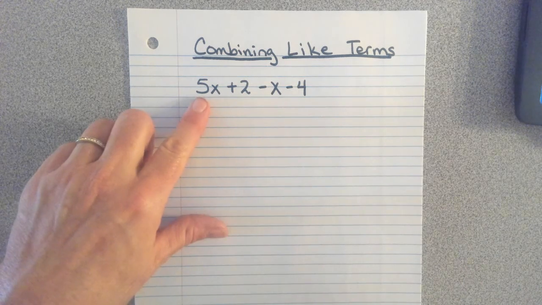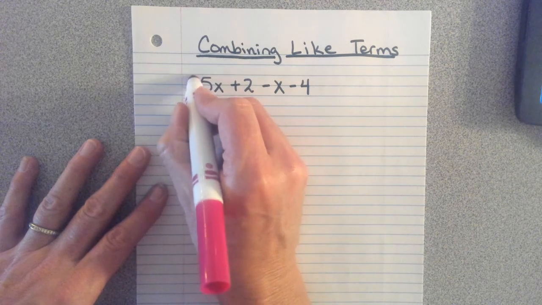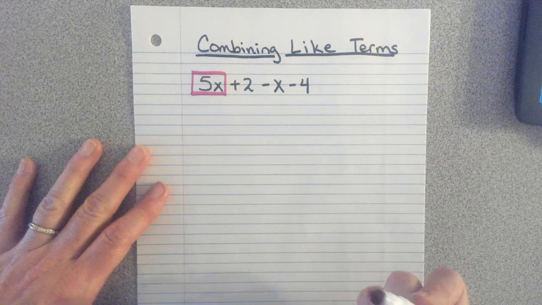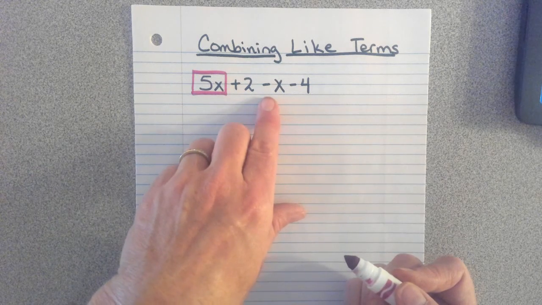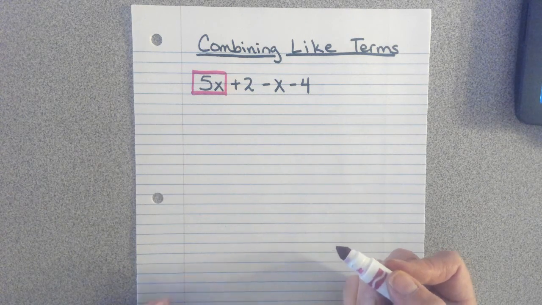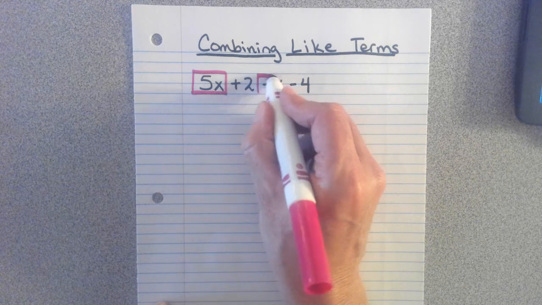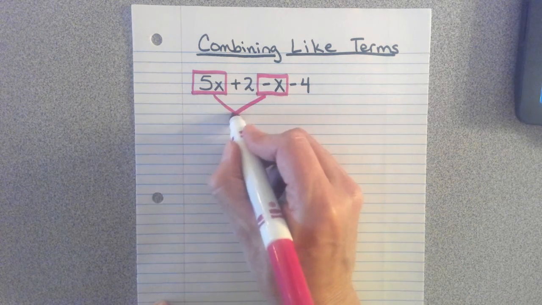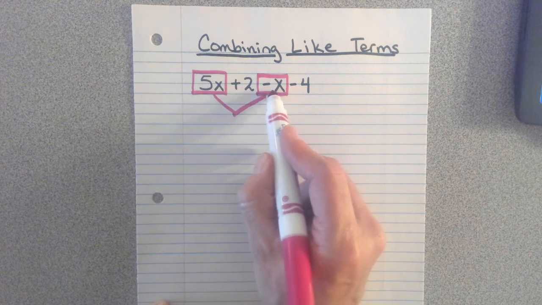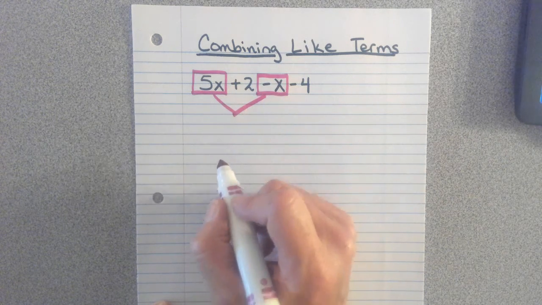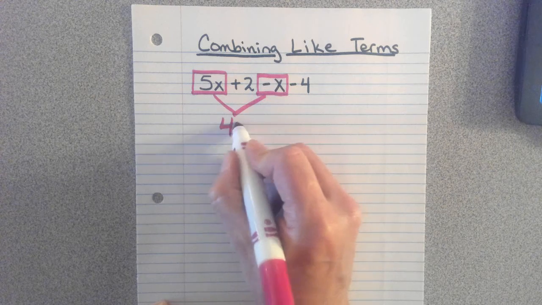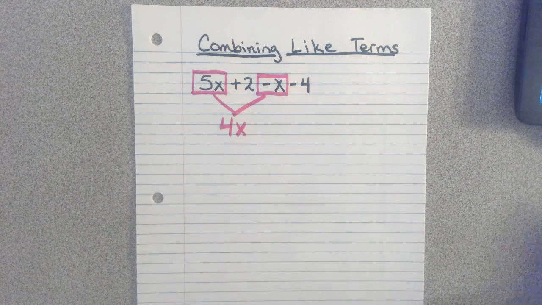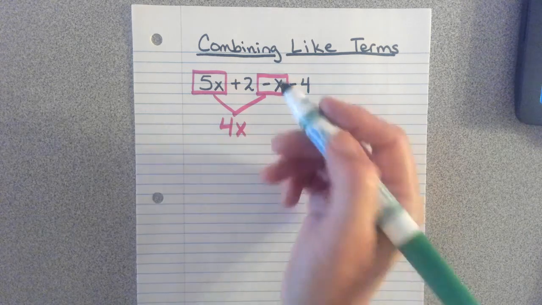If I take 5 x's and I put a box around them, like this, I'm going to combine that with the other x. Now the other x has a minus in front of it, so I want to put that in my box as well. So I'll put the minus x in that box. So when I combine these two, 5x's minus an x, what would be left over? 4x. Because 5 minus 1 gives me 4. I have 4 x's.